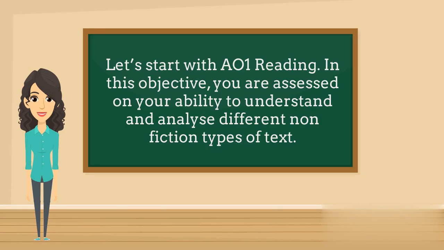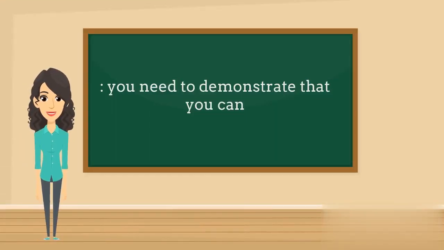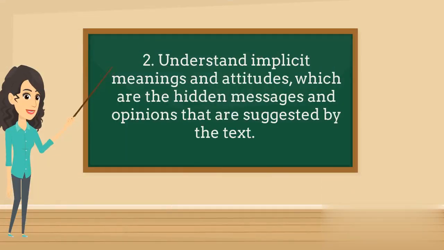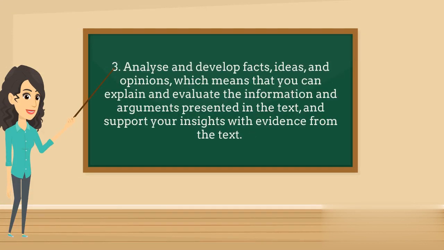In this objective, you are assessed on your ability to understand and analyze different non-fiction types of texts. You need to demonstrate that you can understand explicit meanings, which are the facts and information that are directly stated in the text. Understand implicit meanings and attitudes, which are the hidden messages and opinions that are suggested by the text. Analyze and develop facts, ideas, and opinions, which means that you can explain and evaluate the information and arguments presented in the text, and support your insights with evidence from the text.